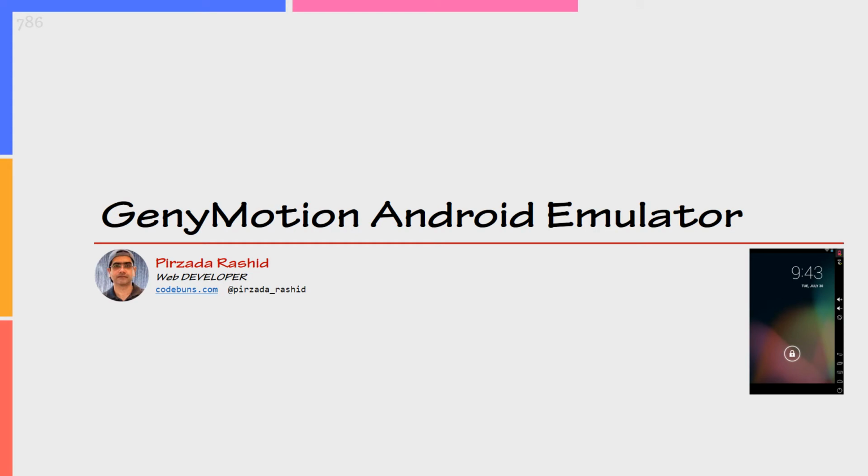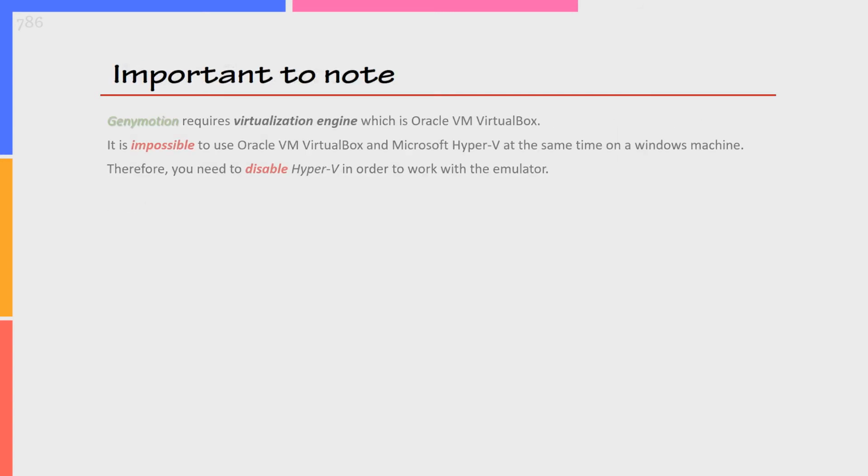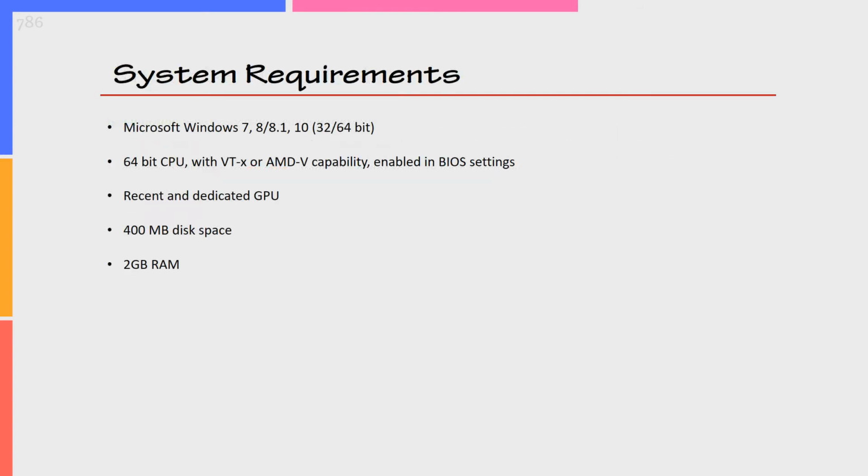In today's video, I am going to be showing you how to set up Genymotion Android emulator on a Windows 10 machine. Free for personal use and pretty much what we need to get started. Please pause the video and read. Important points to note here. These are the basic system requirements to work with the emulator.